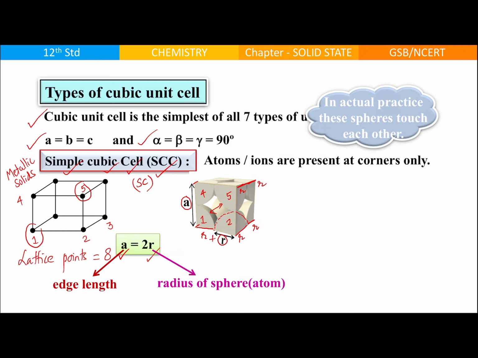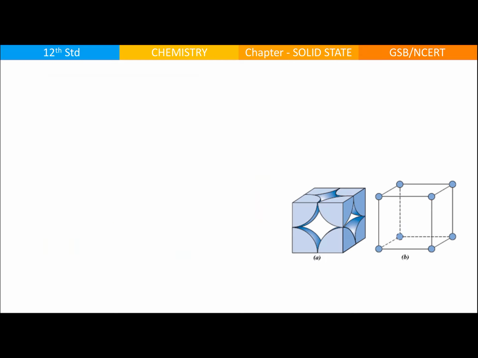I repeat, we just learned the simple cubic cell where atoms occupy 8 corners. In diagram 1, we feel that the spheres don't touch each other, but in diagram 2, we can clearly understand the spheres touch each other, and we have realized a = 2r. This is another pictorial diagram for the same.